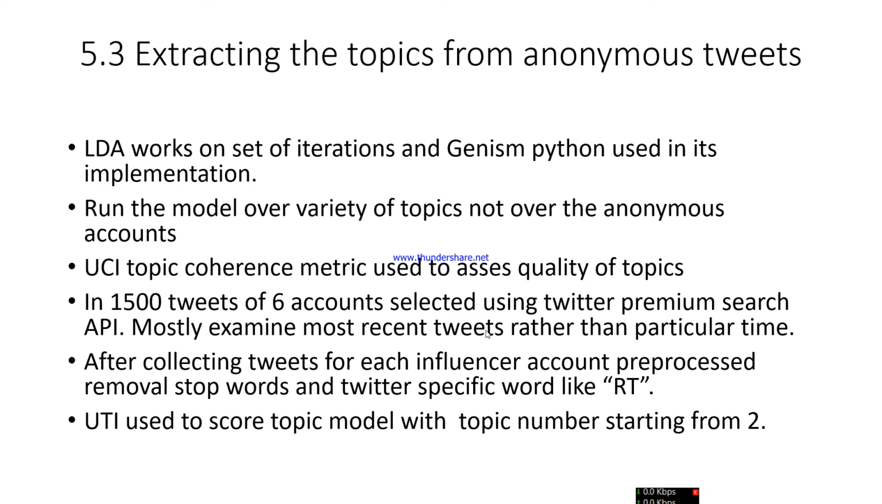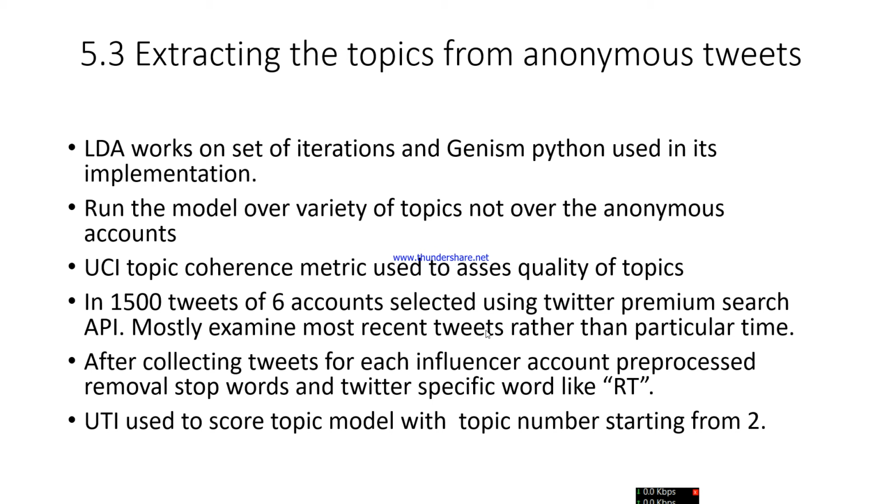So LDA works on a set of iterations and it uses the Gensim implementation in Python, and then we run the model over a variety of topics, not on the anonymous accounts. We mostly focus on the topics, and we use the UCI topic coherence metrics to assess the quality of topics, meaning how good the quality of those topics is. So for that we have given some UCI topic numbers for particular accounts.